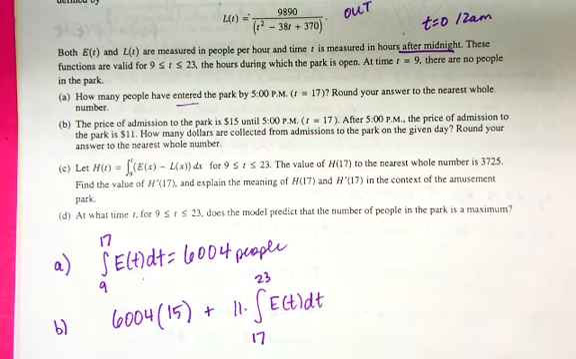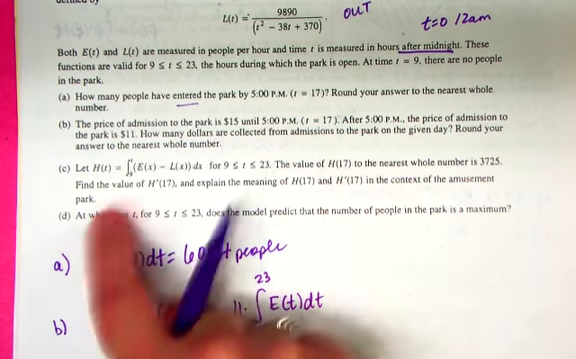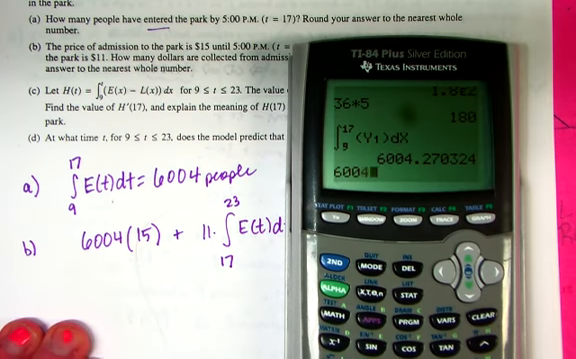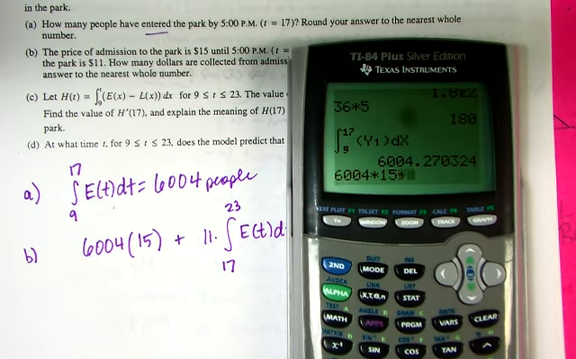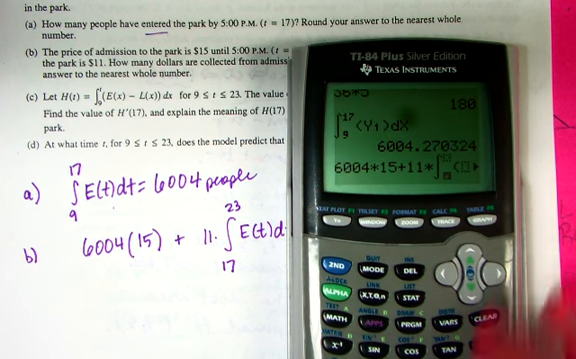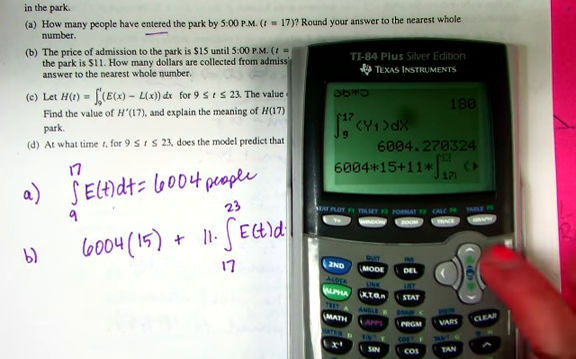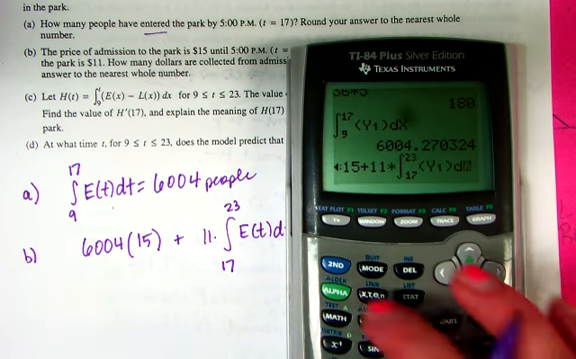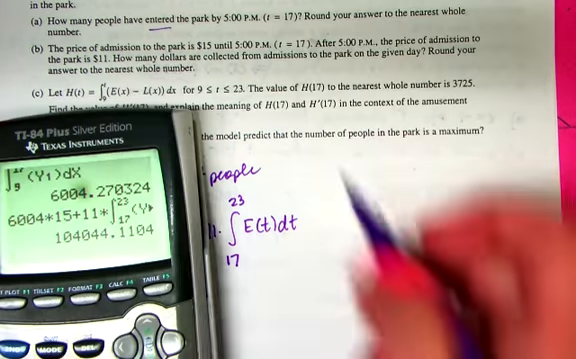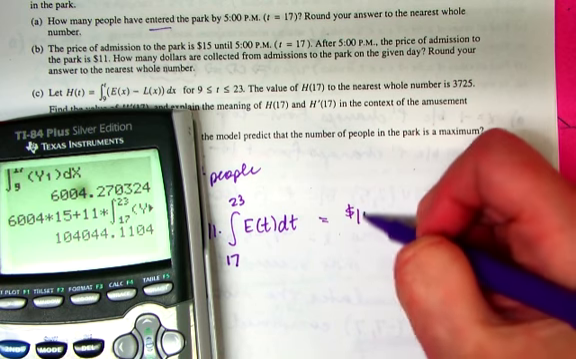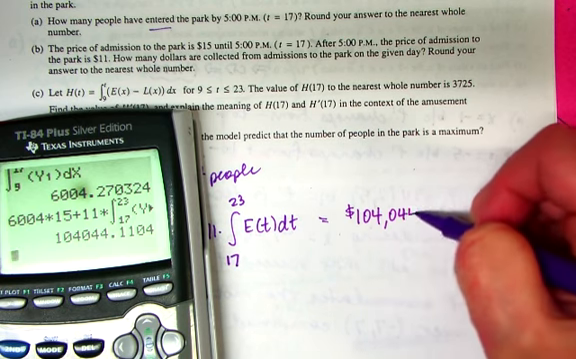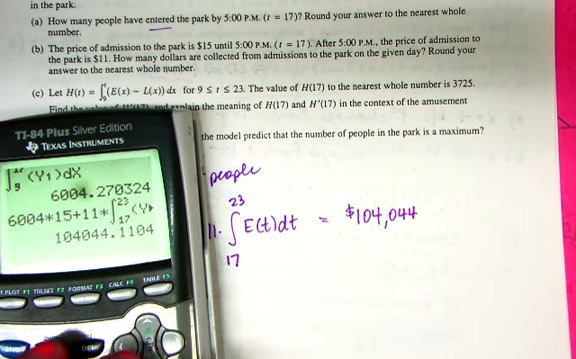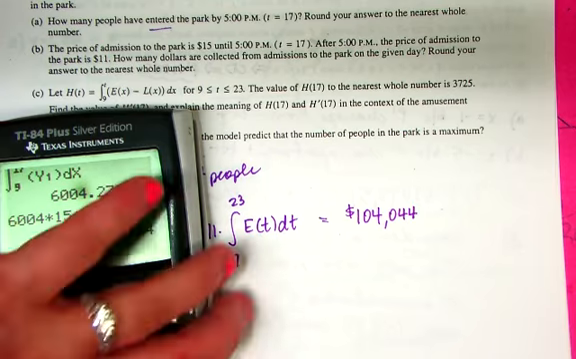Okay. How many dollars? Round to the nearest whole number. So again, you would just type this in, 6,004 times 15 plus 11 times math 9, 17, 23, and again, this is still y1, and then you would round to the nearest whole number. So you would say $104,000 a day. Isn't that crazy? And just think about how much more Six Flags charges than this. So that's a lot of money per day.